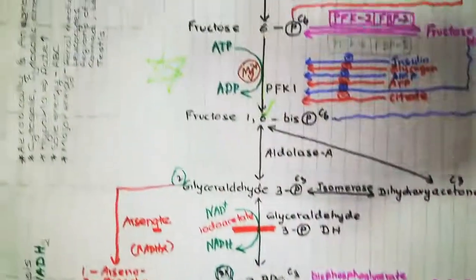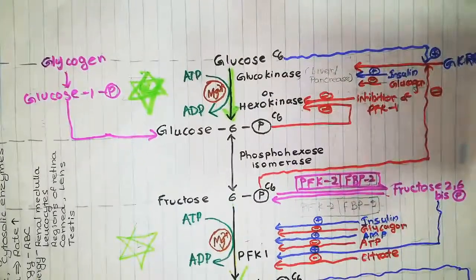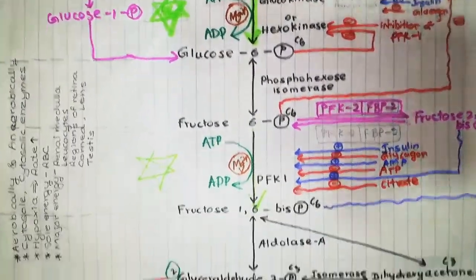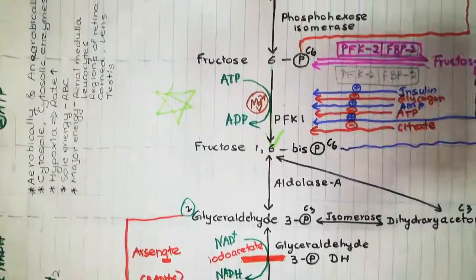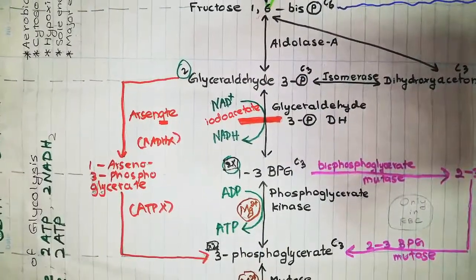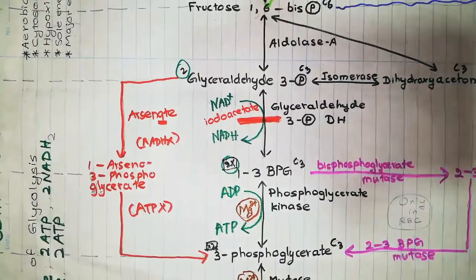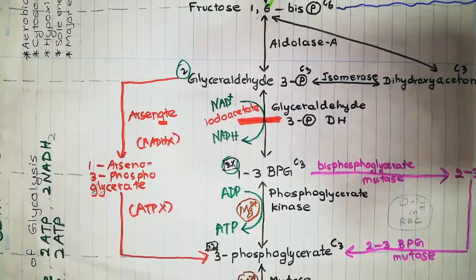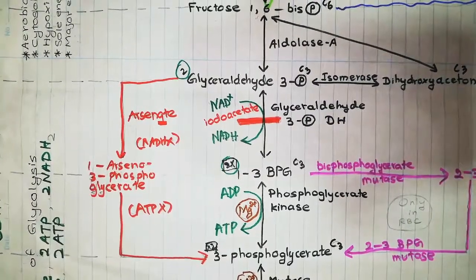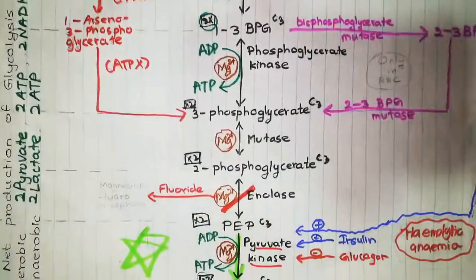So those are the important points of glycolysis, and I think it is important for you to get all the points into one diagram, so that when there is an exam you can quickly look and get an idea about the pathway.